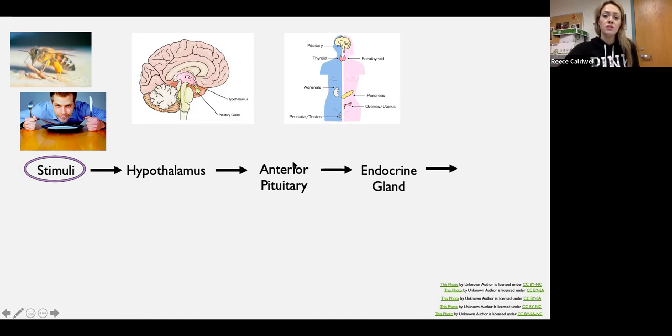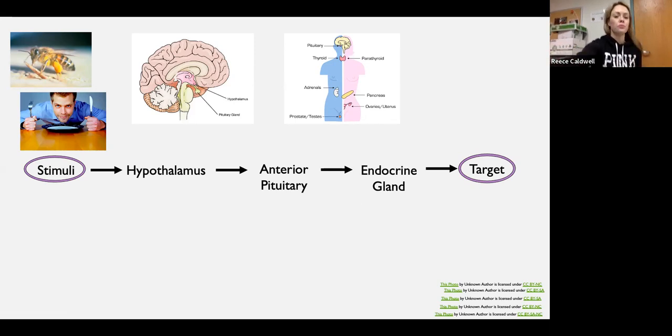That anterior pituitary, the first gland of the endocrine system, also known as the control center of the endocrine system, will send that signal to the specific endocrine gland, and that specific endocrine gland will send that signal to a target organ or tissue. So some target organ or tissue where we will have a response to our original stimuli. So this is that basic pathway. Let's go ahead and add some extra notes here.